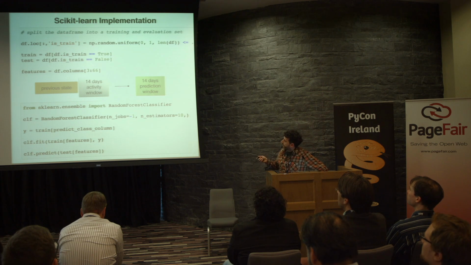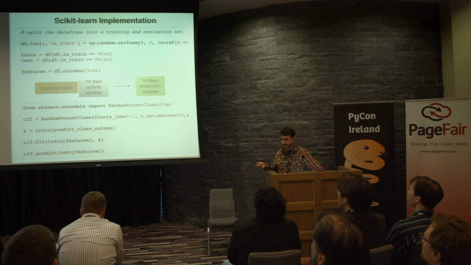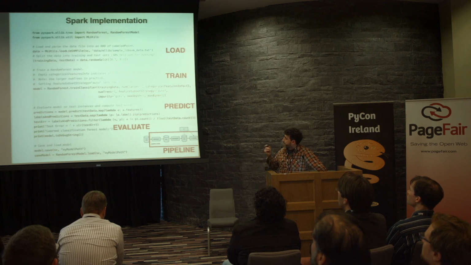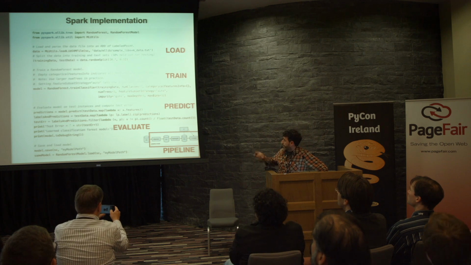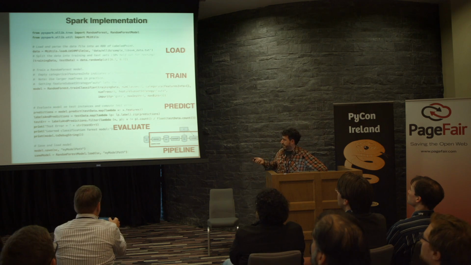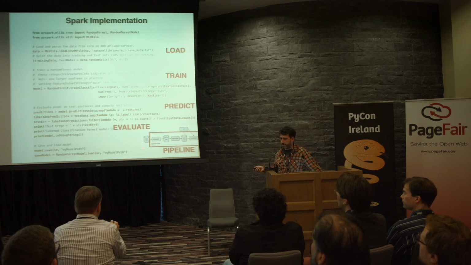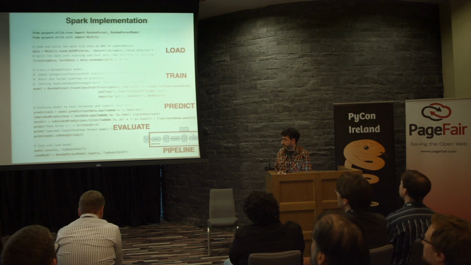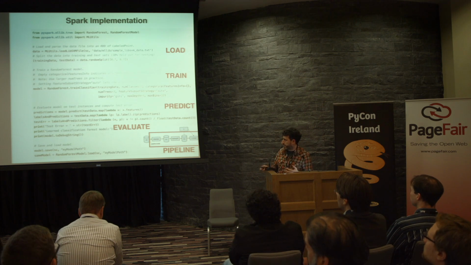I split up my data set into a training and classification set, pick my features, do the model, train, fit, and predict. The Spark implementation in the machine learning library is very, very similar. I won't go through it all now, but you load, train, predict, and evaluate. And as Owen talked about later, Spark is really good for building these pipelines of different steps in your data analysis: collecting the data, transforming it, ETL, all that sort of stuff.